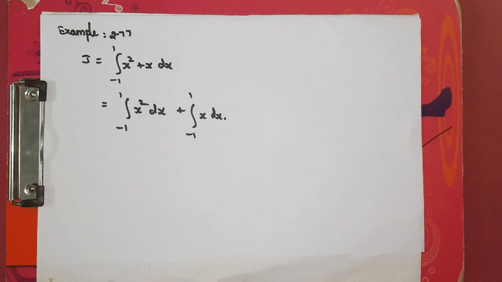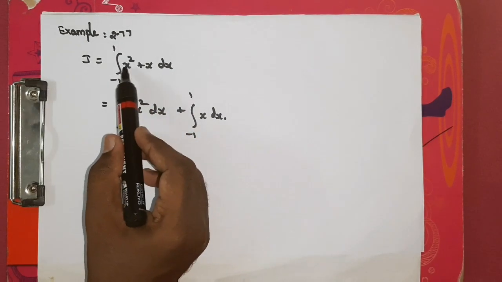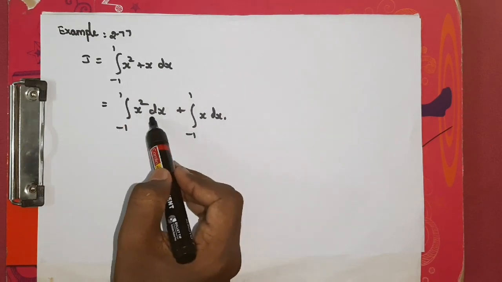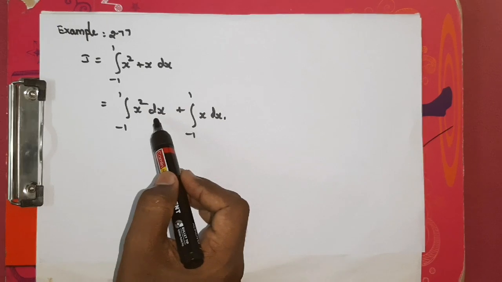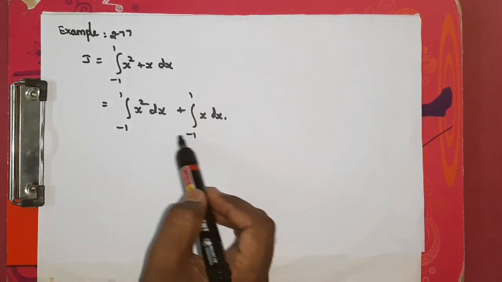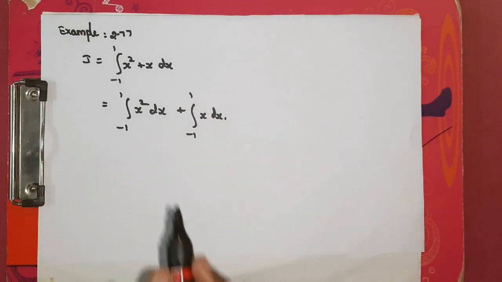Now we are going to see example number 2.77. The given integral is I equal to integral minus 1 to 1 of x square plus x dx. So this is given. Now we have two terms, right? So we can write the integral separately. Integral minus 1 to 1 of x square dx, plus integral minus 1 to 1 of x dx. Okay, now we have two integrals.